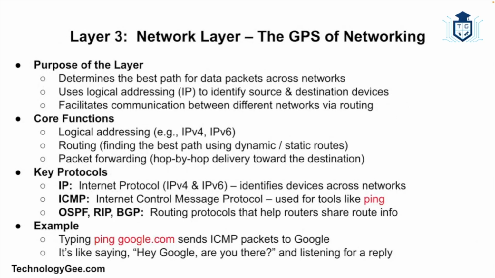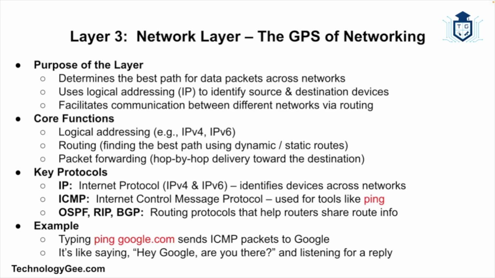All right, next we have layer 3, which is known as the network layer. And this layer figures out the best route for your data to travel. And it uses IP addresses to identify devices and routers to determine paths. So what does it do? Well, it provides logical addressing. So think of IP addresses, it does routing, and it forwards packets.